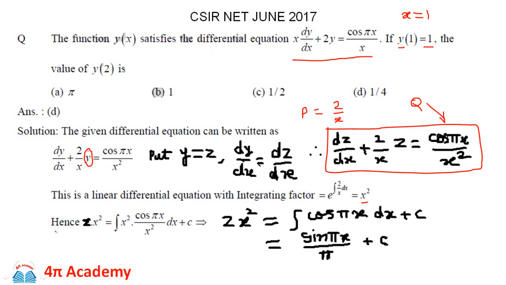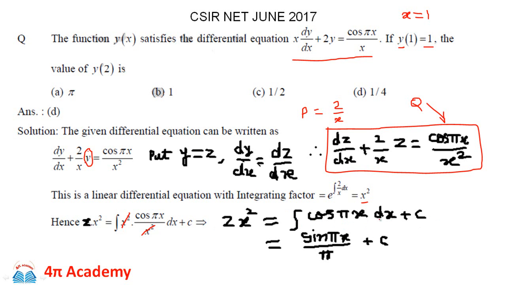Now you remember the form of the solution. So here it will be z multiplied by integrating factor, that is x square, because this x square is our integrating factor. So it is z multiplied by x square, and this should be equal to integration of integrating factor, which is x square multiplied by q. So that is cos pi x upon x square dx plus c. So we get z into x square is equal to, this x square gets cancelled off, and therefore we get this as integration of cos pi x dx plus c.